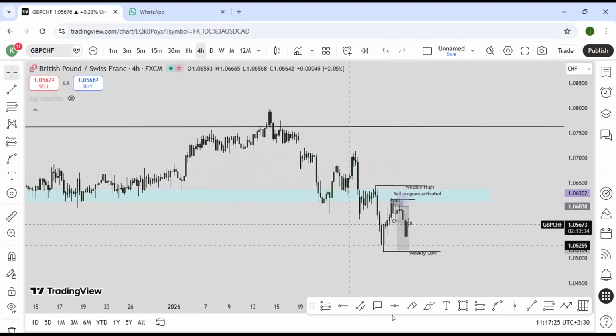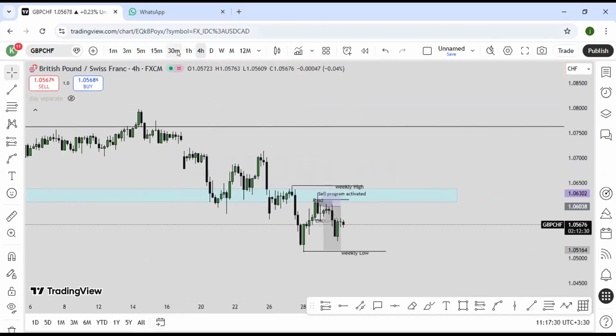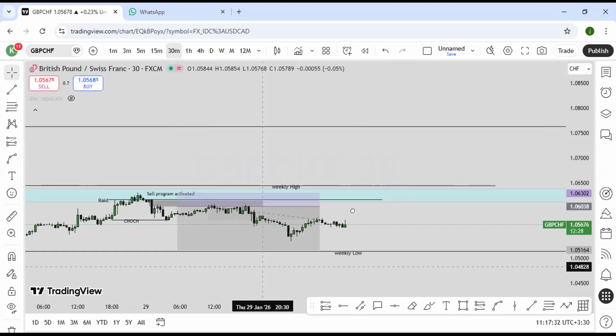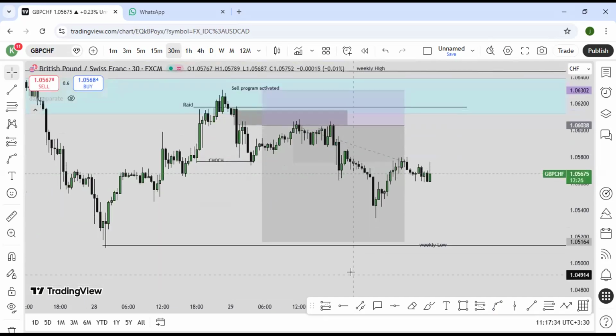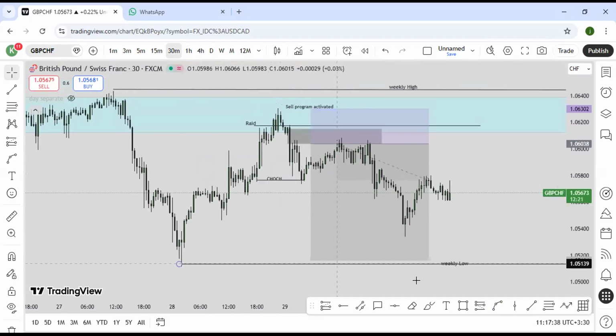You see this pair I shared yesterday, a sell. I think this is a clean market maker sell model. This one was very clean yesterday. You see, it came back. This is now our terminus.